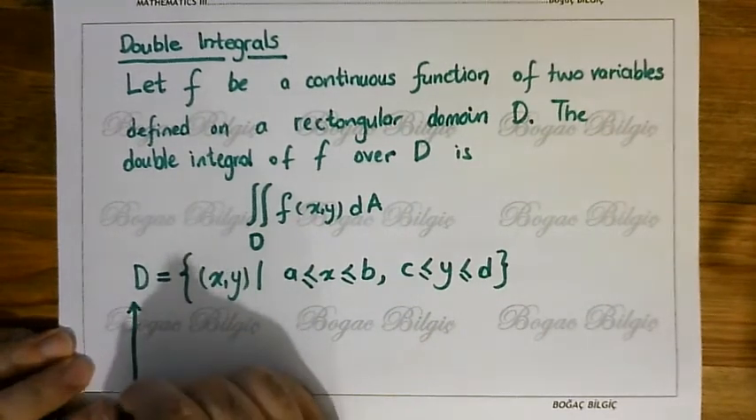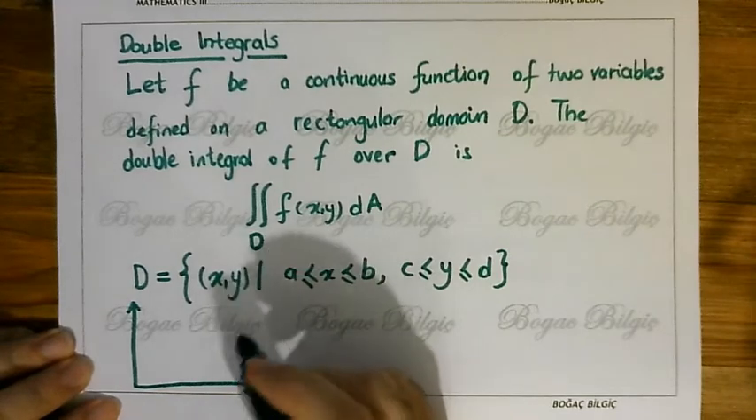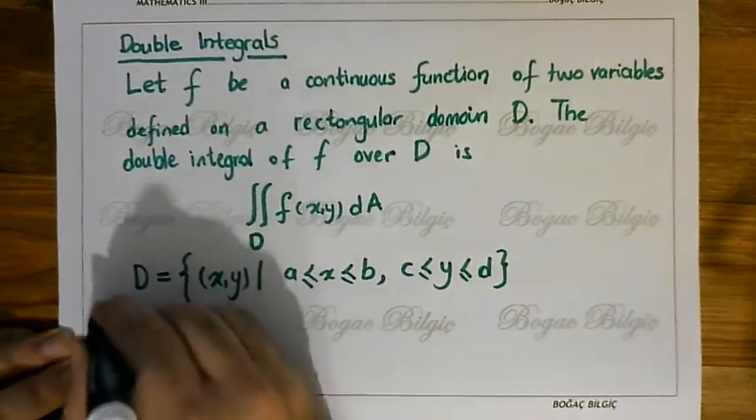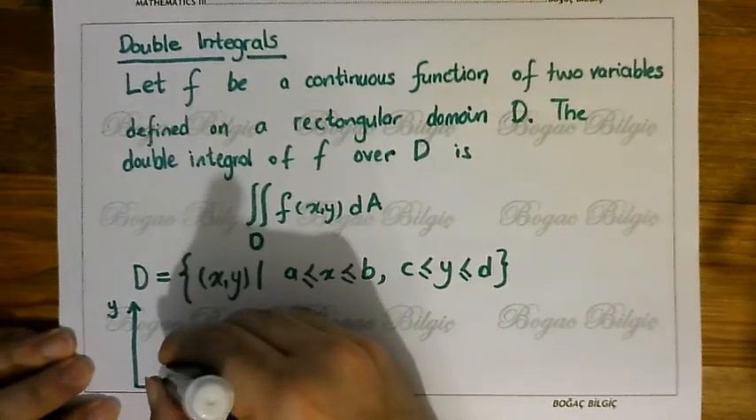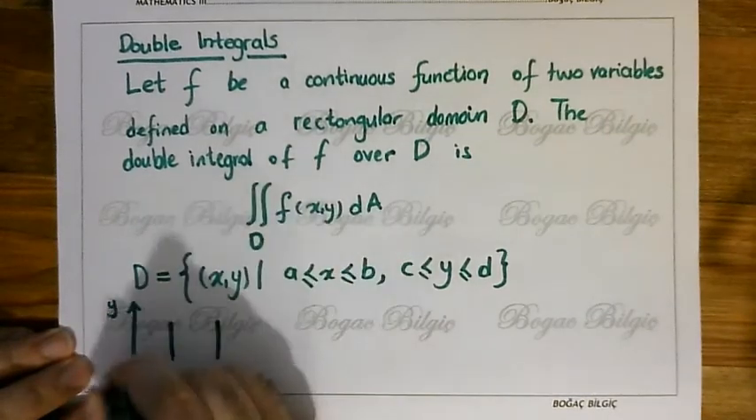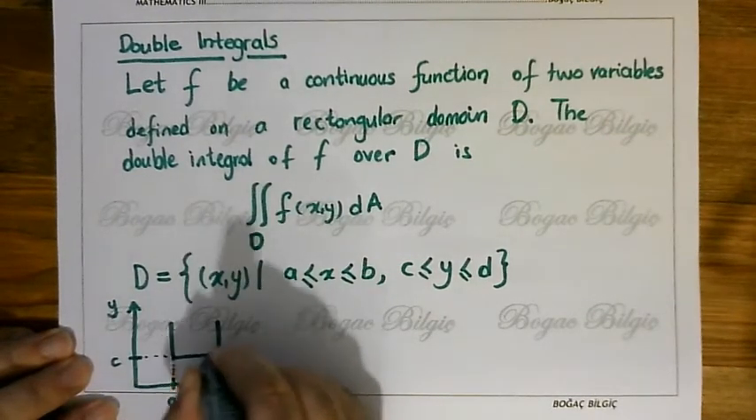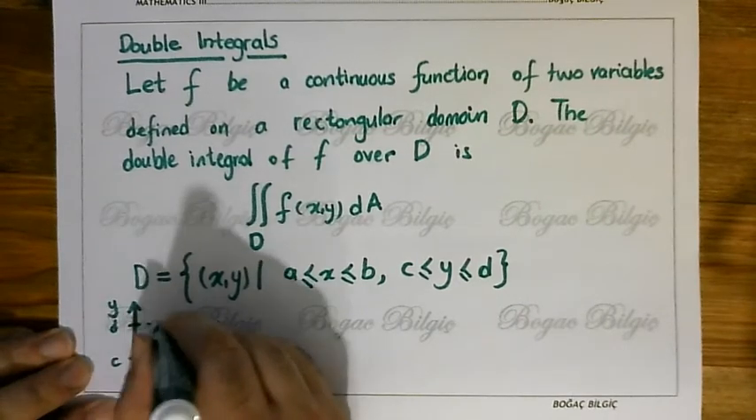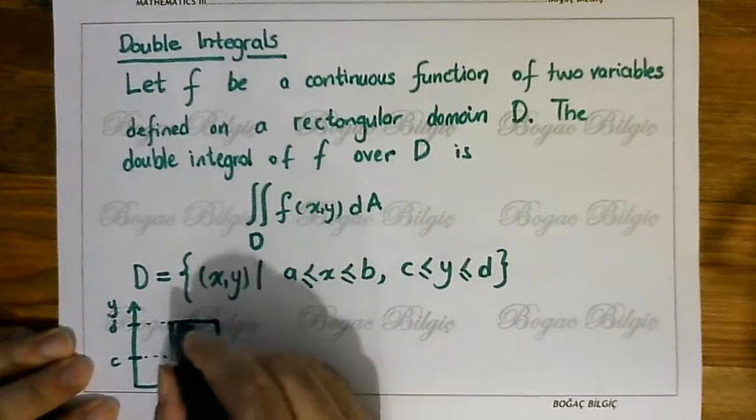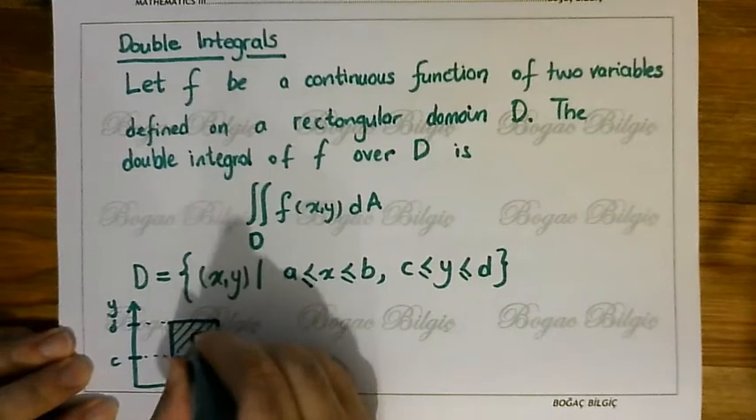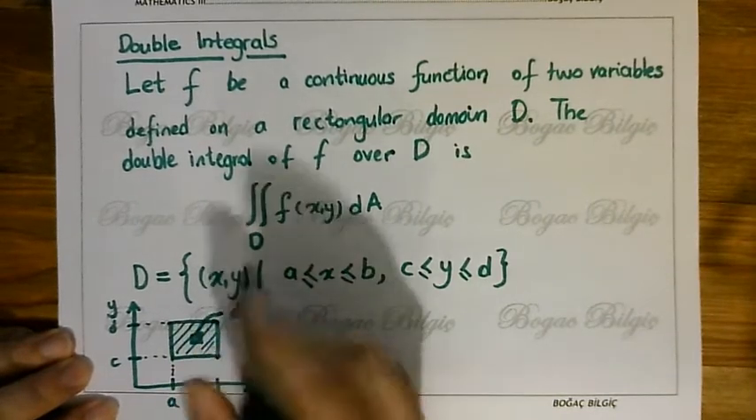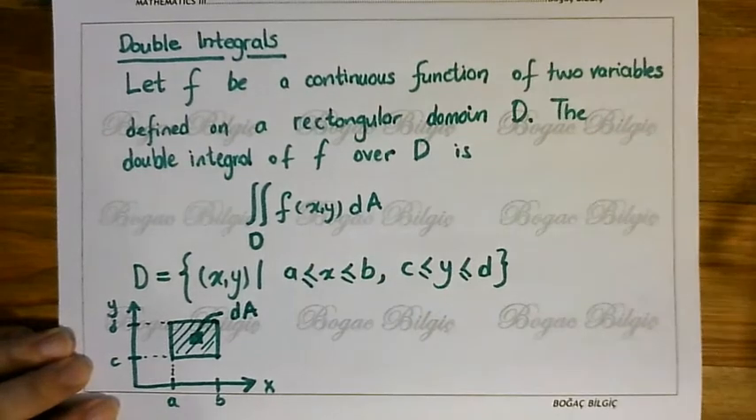We can easily draw this: x, y, a, b, c, d. This is the rectangular domain. dA is this area. dA represents a differential element of area A.